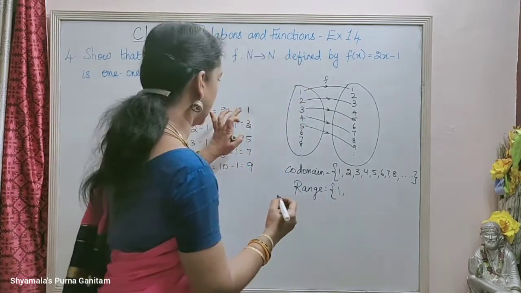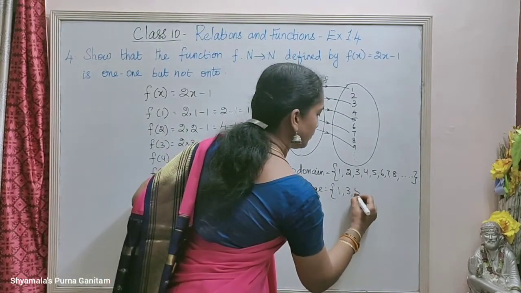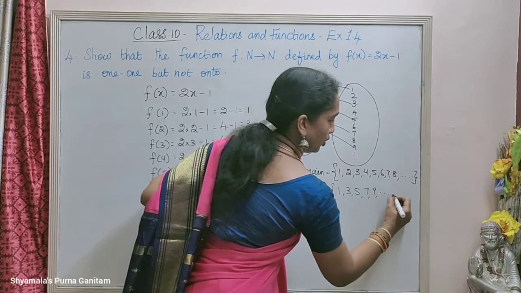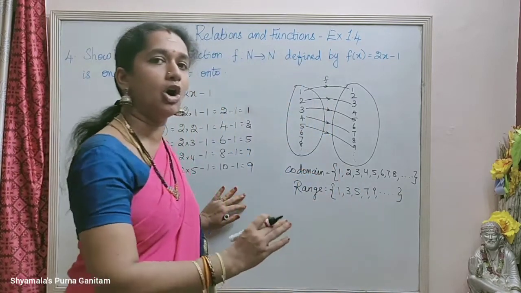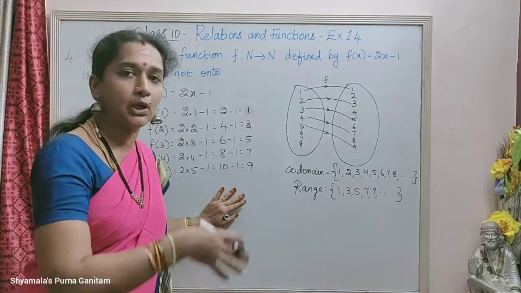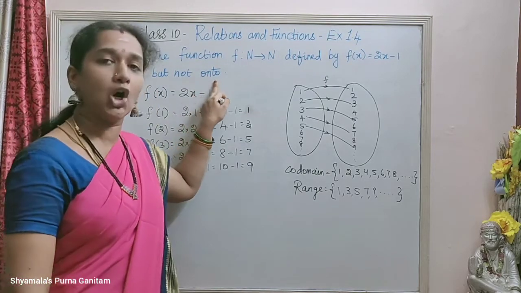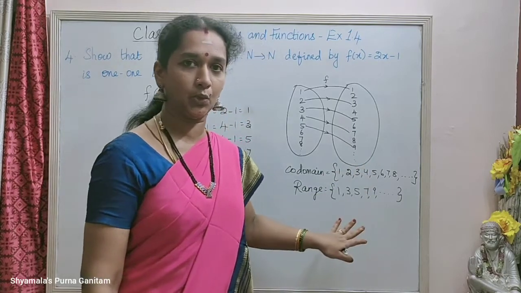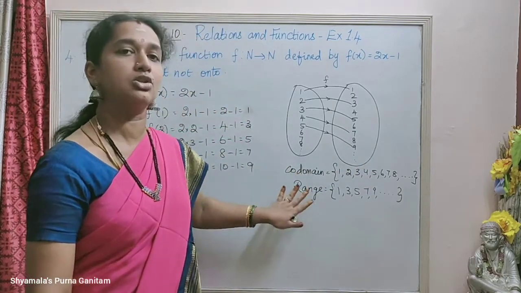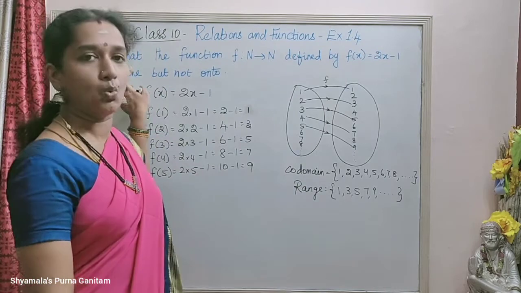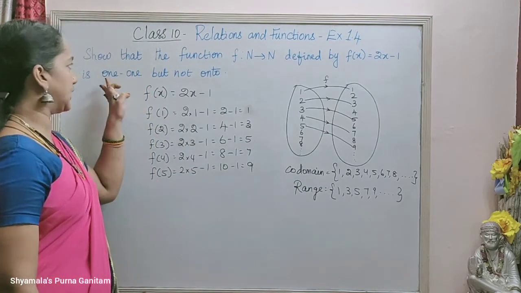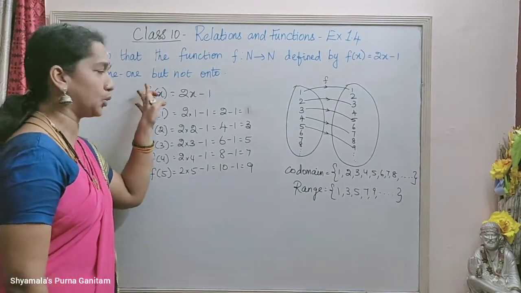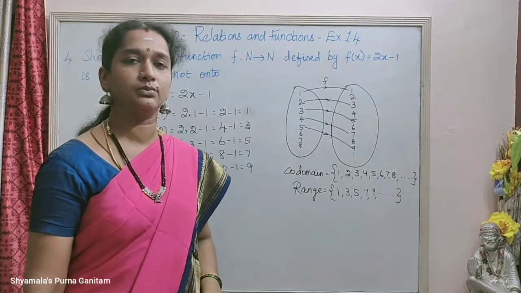So what is the range we got? 1, 3, 5, 7, 9. So the range and the codomain are not equal. Only if they are equal can we say it is an onto function. So since the codomain and the range are not equal, this function is not onto, but it is one to one. So we have shown that the given function is one to one but not onto.